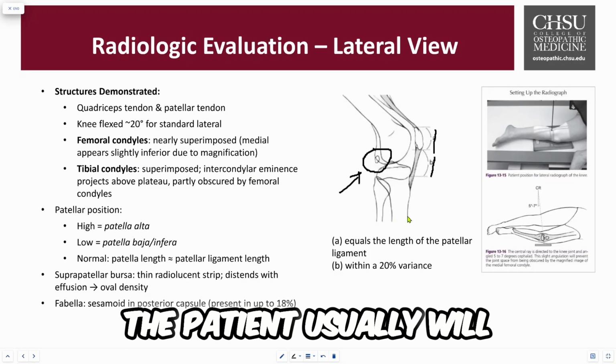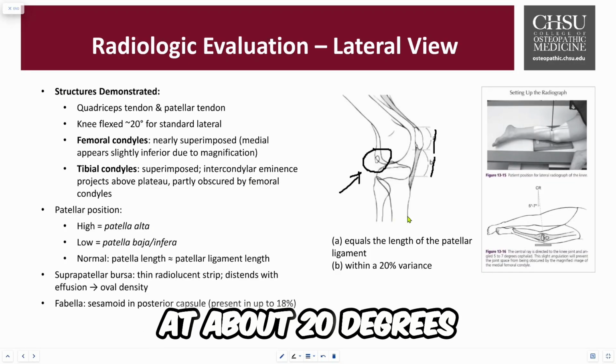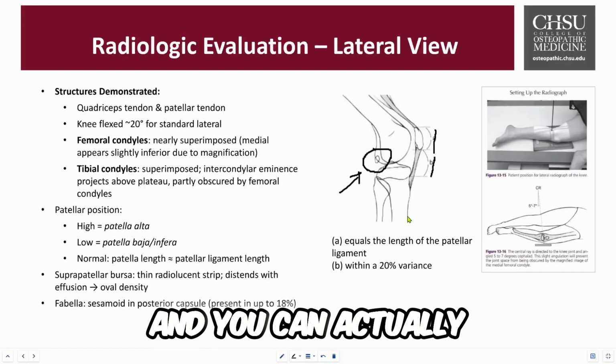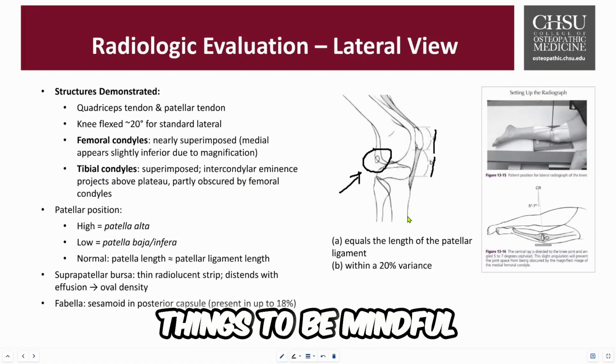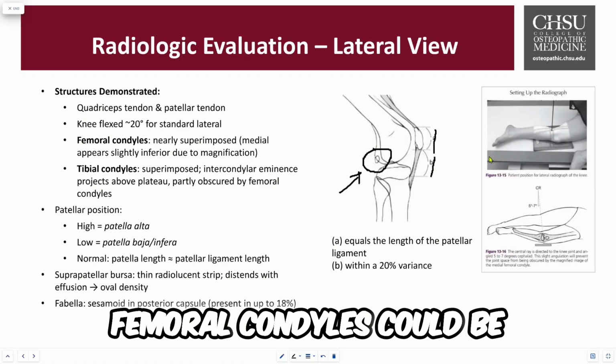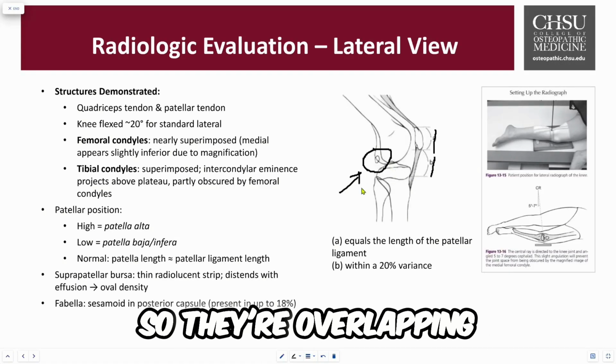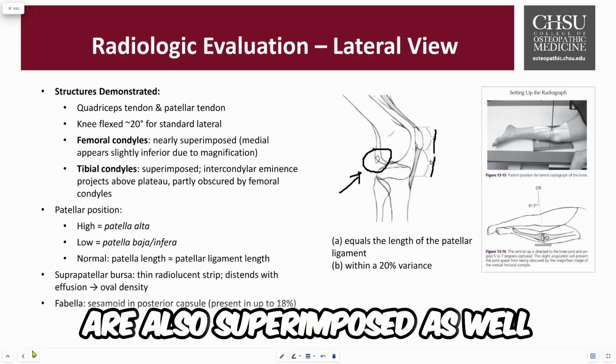In this view, the patient usually will have their knee flexed at about 20 degrees, and you can actually look at some of the structures. Some of the key things to be mindful of is that the femoral condyles could be superimposed, so they're overlapping, and the tibial condyles are also superimposed as well.